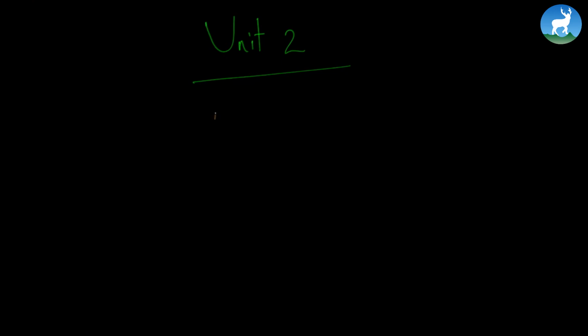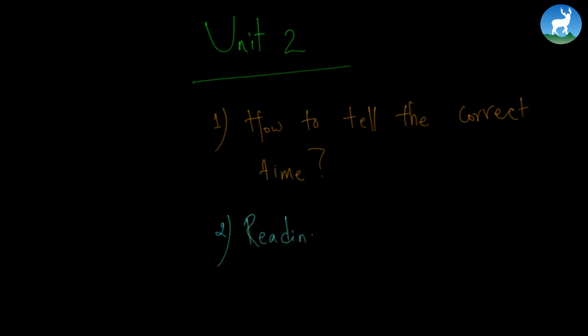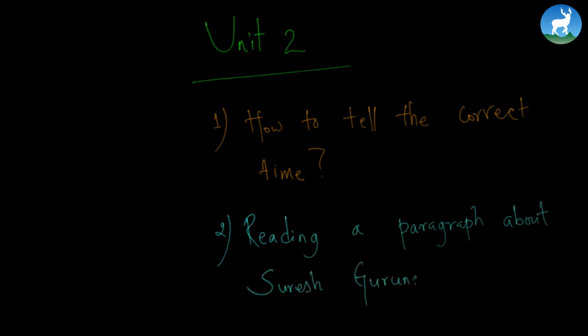doing two things basically. The first one is we will find out how to tell the correct time. And another thing that we will be doing here is we will be reading a paragraph about Suresh Gurung. So these are the two things we shall be doing today. And the title of the whole unit is Me and My Habits. So that's the main idea, but under that we shall be doing two different things.